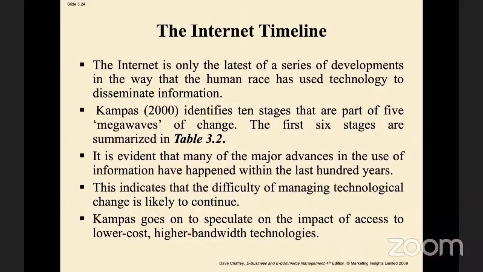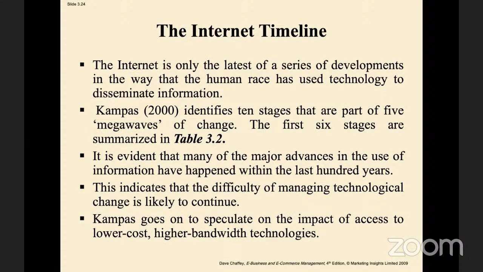Campus in 2000 identifies 10 stages that are part of 5 megawaves of change. The first 6 stages are summarized in table 3.2. It is evident that many of the major advances in the use of information have happened within the last 100 years. This indicates that the difficulty of managing technological change is likely to continue. Campus goes on to speculate on the impact of access to lower cost, high bandwidth technologies.